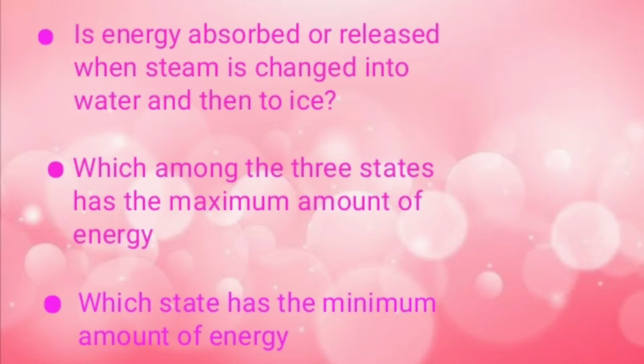Next, let's look at the second question. Which among the 3 states has the maximum amount of energy? The maximum amount of energy is absorbed when the water turns into steam. Next, let's look at the third question. Which state has the minimum amount of energy? The minimum amount of energy is absorbed when the water turns into ice cubes, the solid state. That is all for these 3 questions.